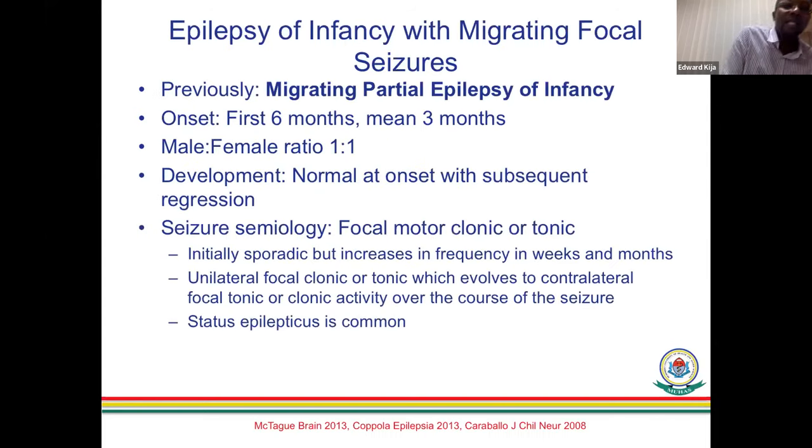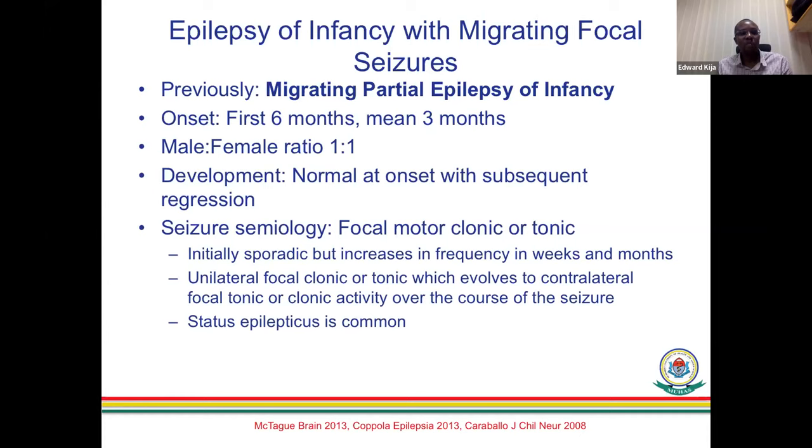The second DEE is the epilepsy of infants with migrating focal seizures, which was previously classified as migrating partial epilepsy of infancy. It is also common during the first 6 months of life, with the mean age of onset at 3 months. Boys and girls are equally affected, and development is usually normal at the onset, but subsequent developmental regression ensues. The seizure semiology is commonly focal, motor clonic, or they may also present with tonic seizures.